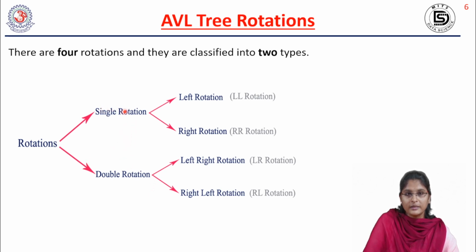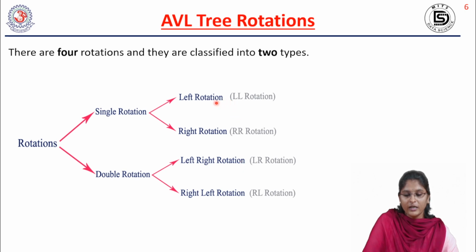Coming to the single rotations, LL rotation and RR rotation are the 2 types of rotations. These 2 come under single rotation. And the double rotations are left-right rotation and right-left rotation. So these are the double rotations. These are the 4 types of rotations in AVL trees.